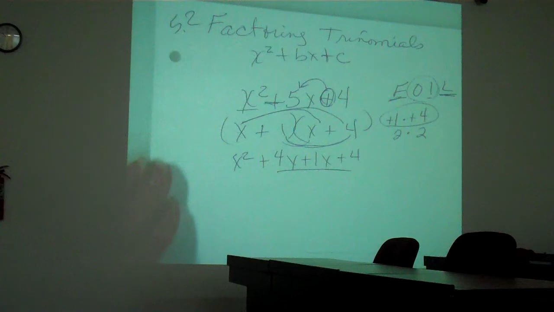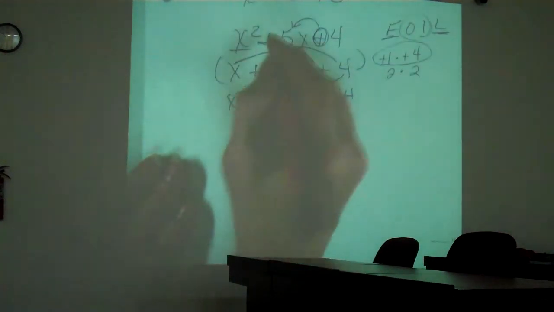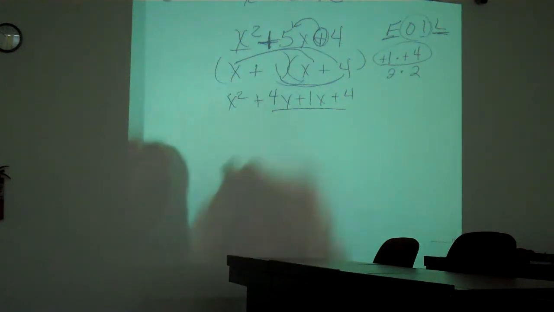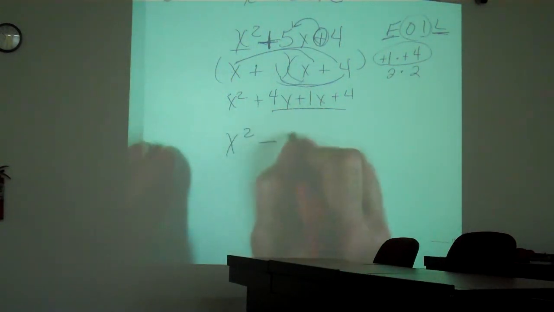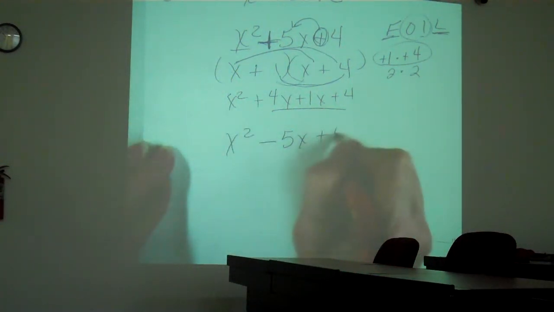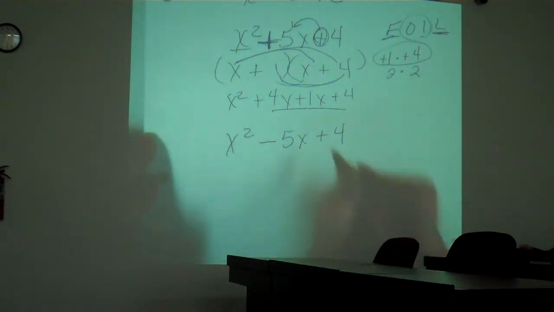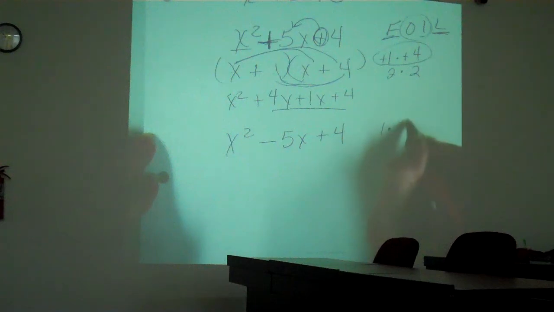Okay, let's do the same one where the middle term, instead of being positive, will be a negative term. X squared minus 5x plus 4. Okay, you still have 1 times 4 and 2 times 2 to give you the 4.